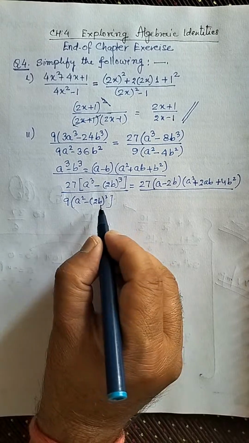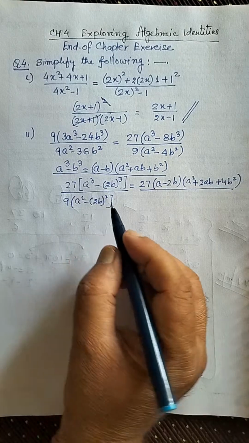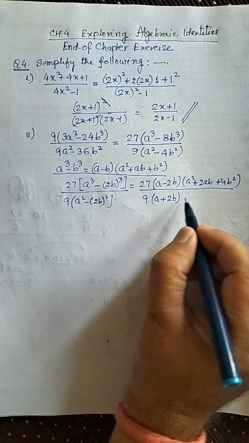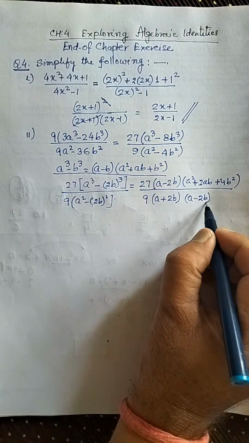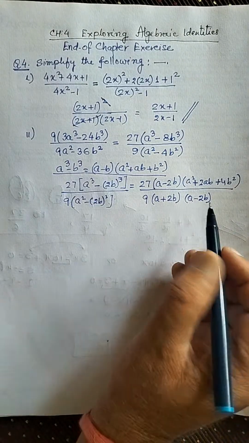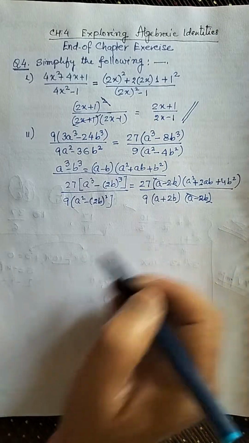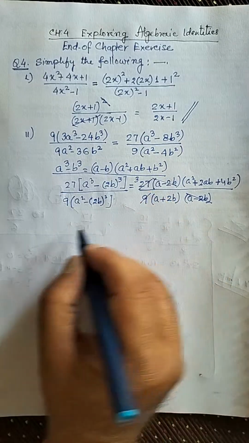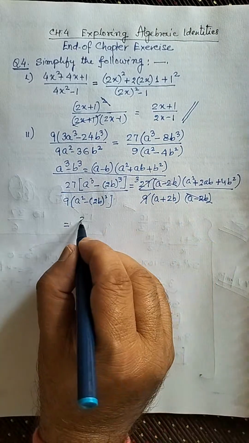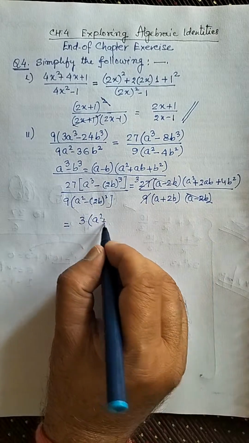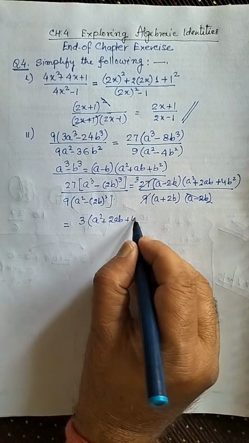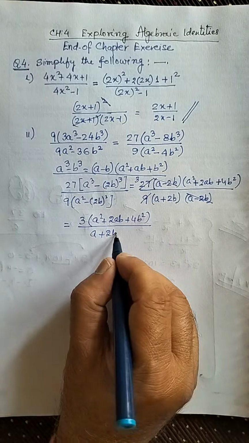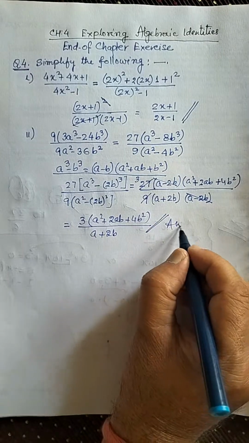Here again we will put the identity a square minus b square, which is equal to (a plus b) into (a minus b). That is 9 times (a plus 2b) and (a minus 2b). Right? Now you can see the commons. This is common, (a minus 2b) and (a minus 2b), and 9 goes into 27 three times. So you are left with in the numerator 3 times (a square plus 2ab plus 4b square), and in the denominator you have (a plus 2b), and this is our answer.